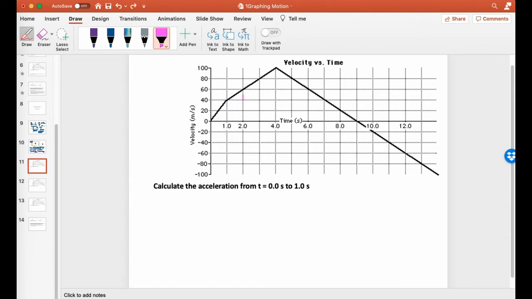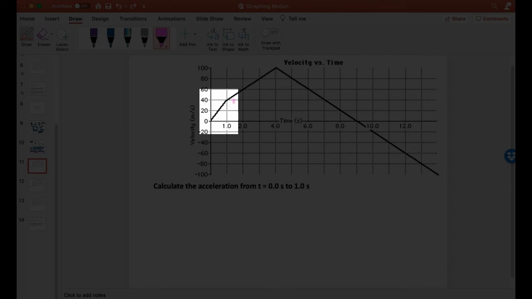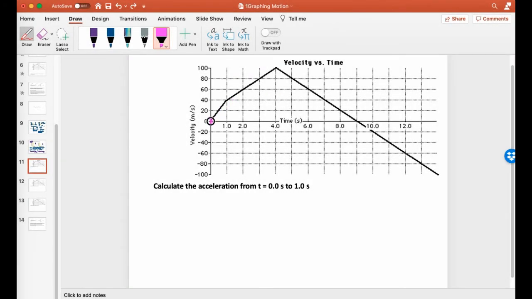I'm really liking purple. All right, so right here we've got an acceleration from 0 seconds to 1 second, right? So from here to here. First it's here, and then 1 second later its position is right there. So its position is here, and its position is here. All right, so let's think about what we've got.